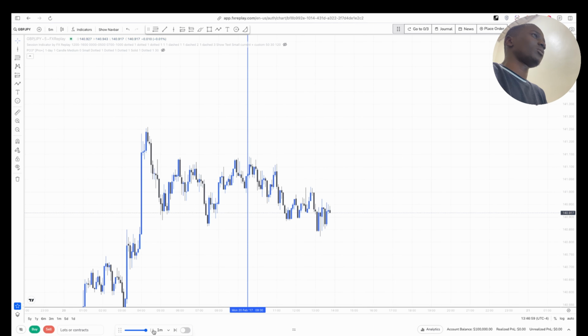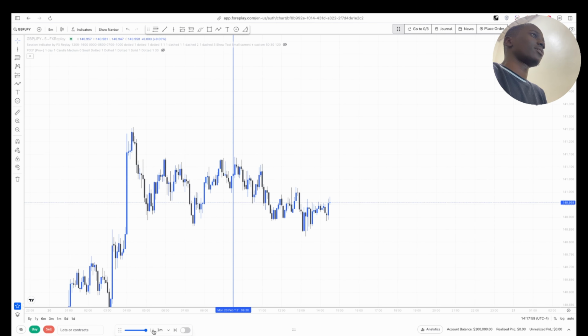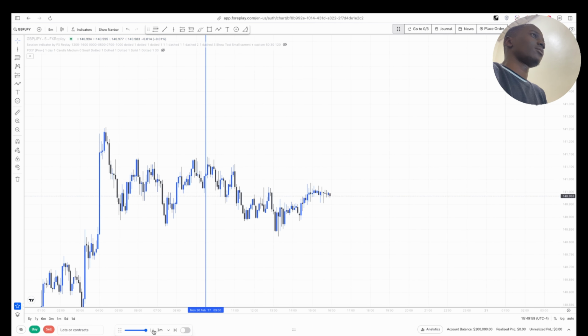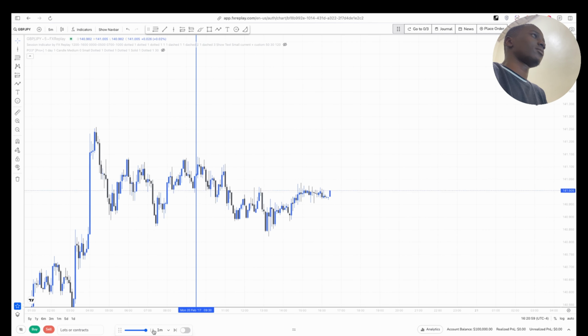Did we get a liquidity sweep? No, we didn't. And it kept ranging, but heading to the downside. Okay, that's when we would actually like to enter, but looks like it has different plans. Let's wait for Tuesday now.